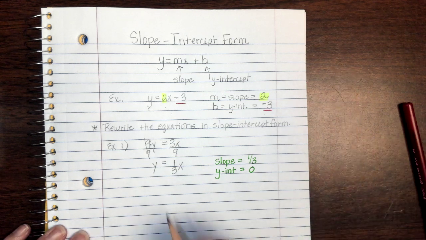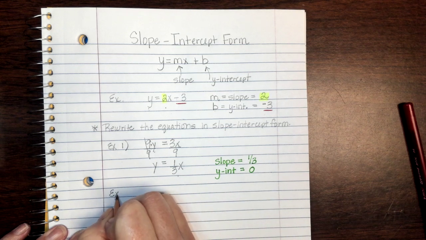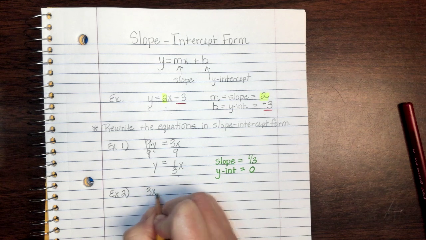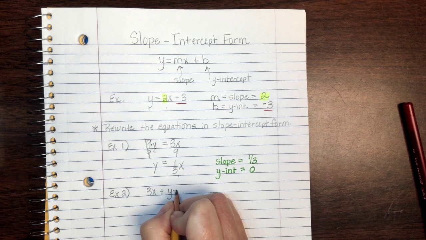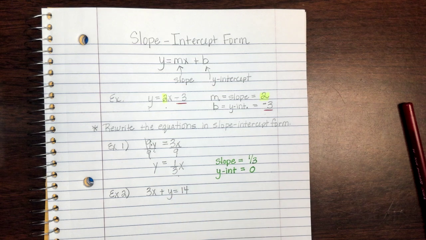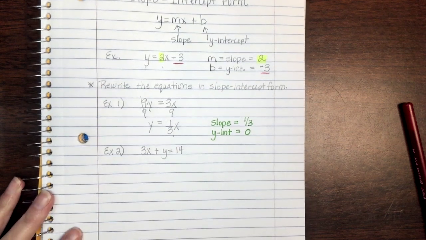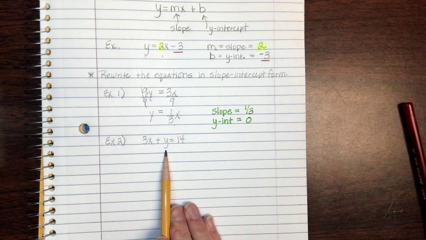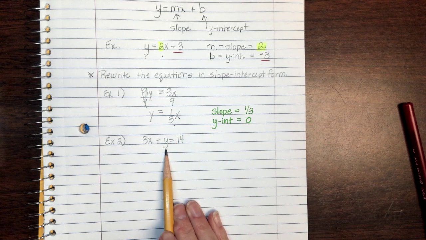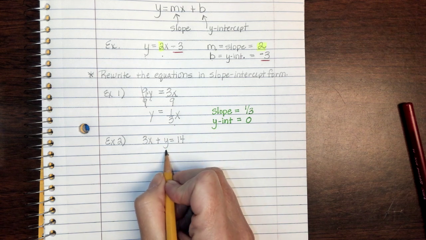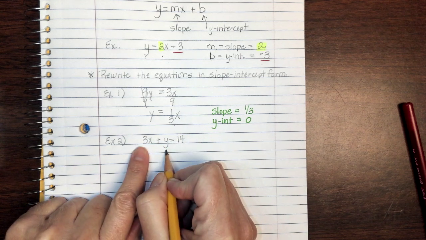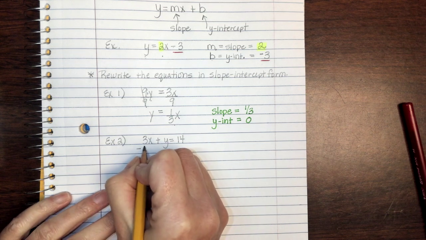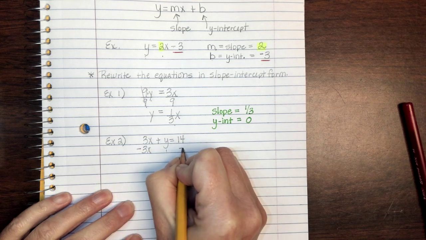Okay, let's go ahead and look at another example. Example 2. Let's take the equation 3x plus y equals 14. Okay, if I take this equation, let me move my page up. I'm going to do the same thing. I'm going to try to get y by itself, so I'm going to try to isolate the variable y. Let's see what's being done to the y. Y is being added by 3x. So I'm going to do the opposite of that, and I'm going to subtract 3x to get rid of it.